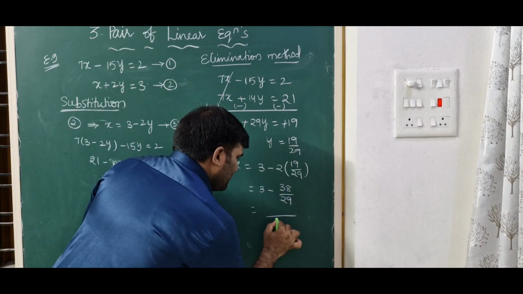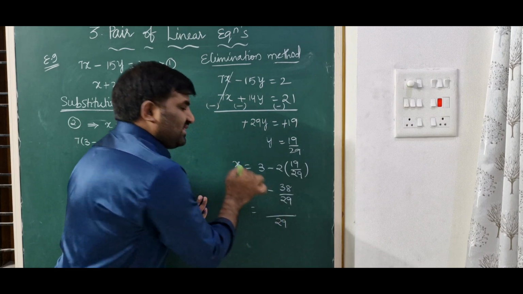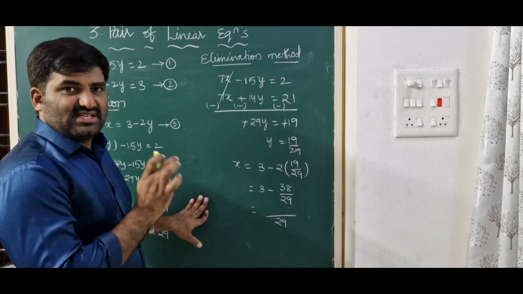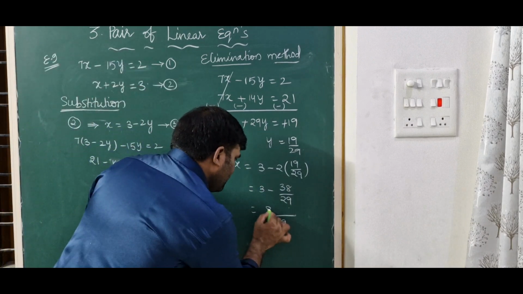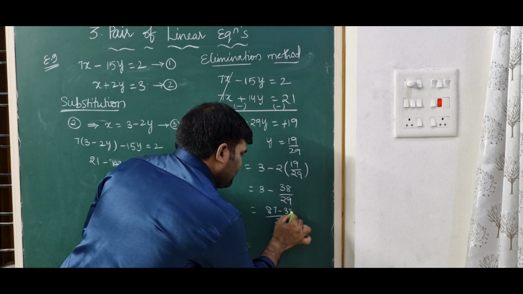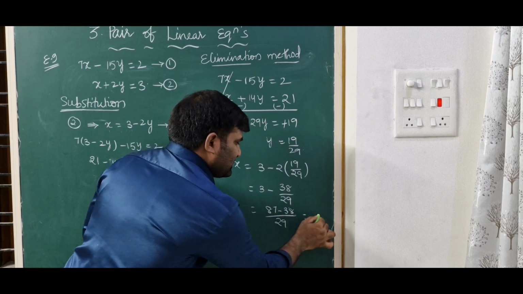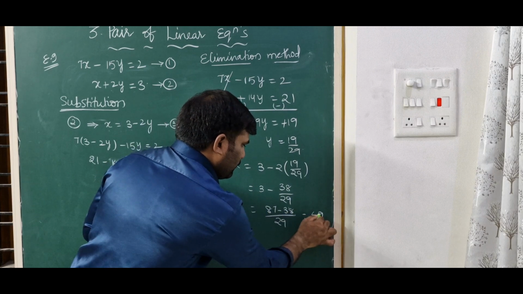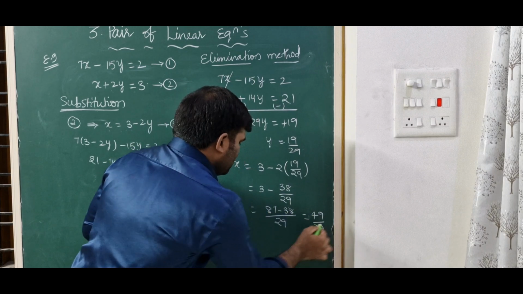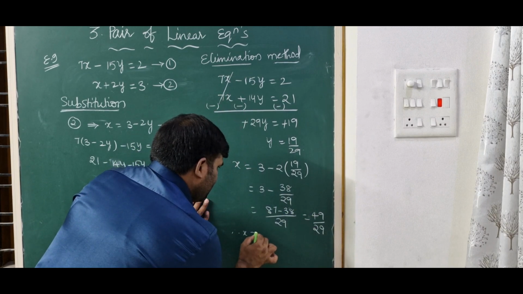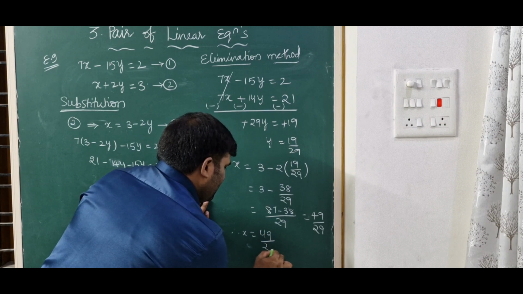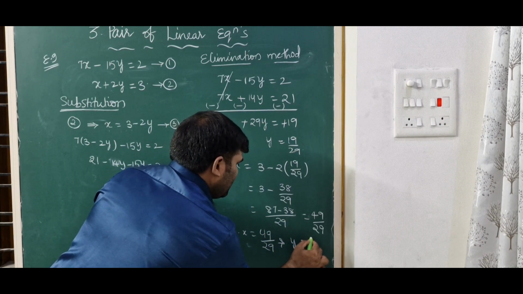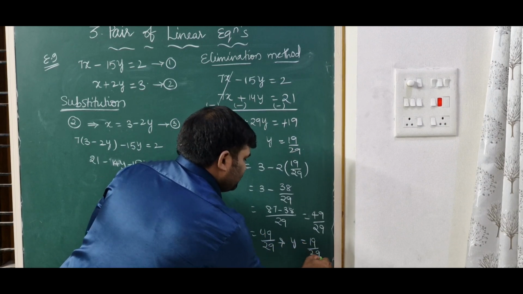For this, first I am taking LCM 29. 29 3s are 87. 87 minus 38 is 49. So therefore, x is equal to 49 by 29 and y is equal to 19 by 29.